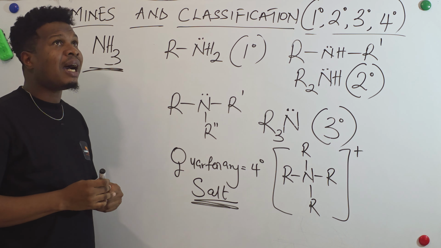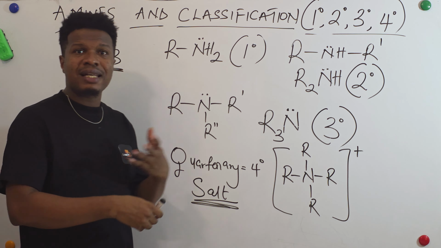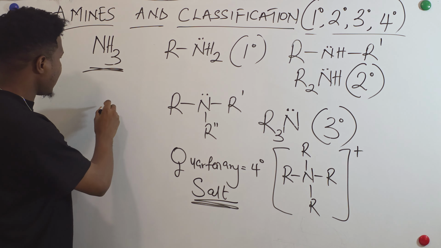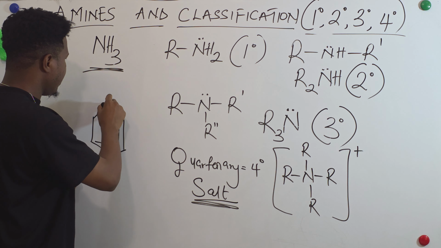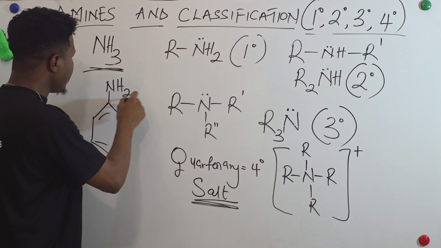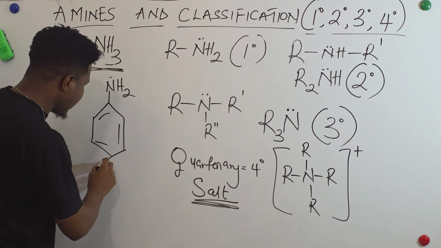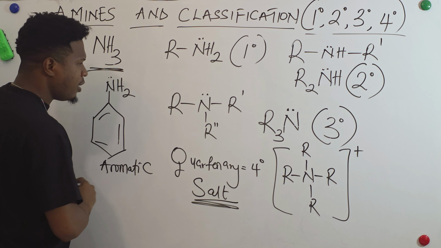These amines can also be aromatic. For aromatic, it means a benzene ring is attached to the amine functional group, such as, for example, aniline, something like this, having an NH2. This one you are seeing here is an aromatic amine, while these ones you are seeing here are called aliphatic amines. There are so many examples, so you should be able to differentiate.